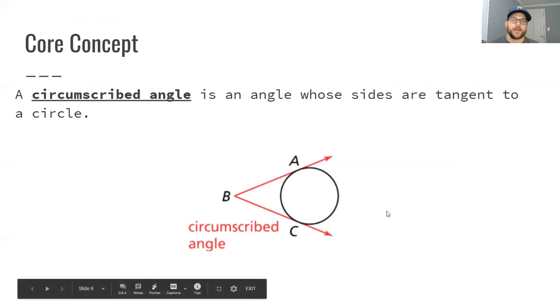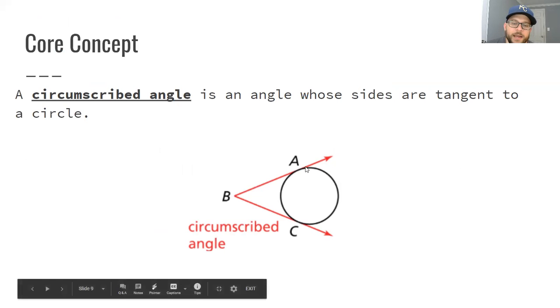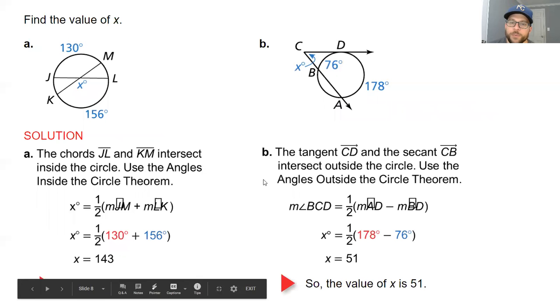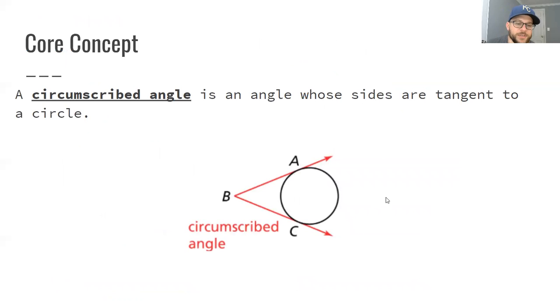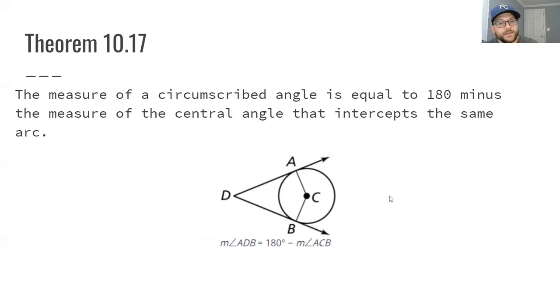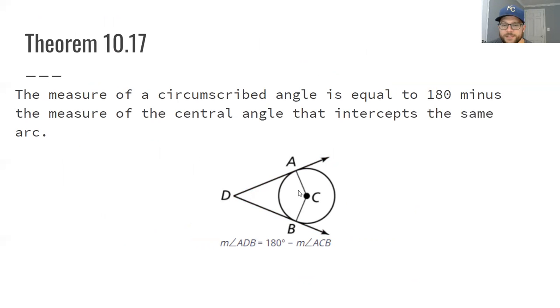Now, a circumscribed angle is one where the sides of that angle are tangents to the circle. Remember, tangents only meet at one point on the circle. If we look at this last example, this CD is a tangent because it meets once, but this CA is a secant because it's crossing twice. So if both are tangents, then it's considered to be a circumscribed angle. If you have a circumscribed angle, the measure of that is going to be equal to 180 minus the measure of the central angle of the same arc.